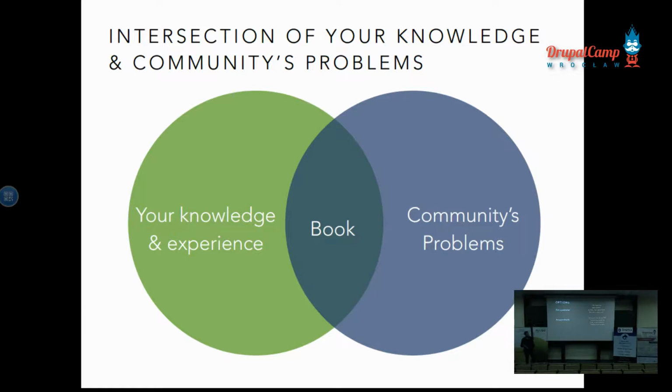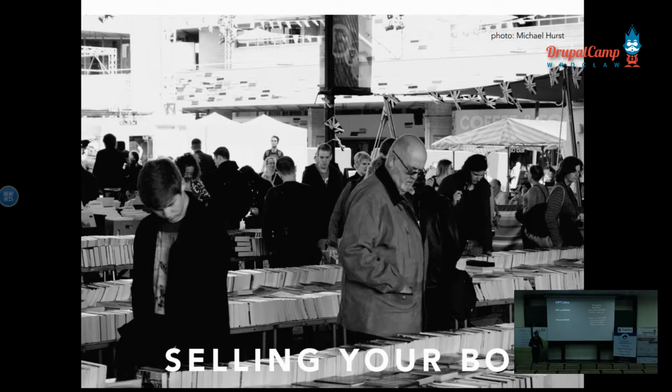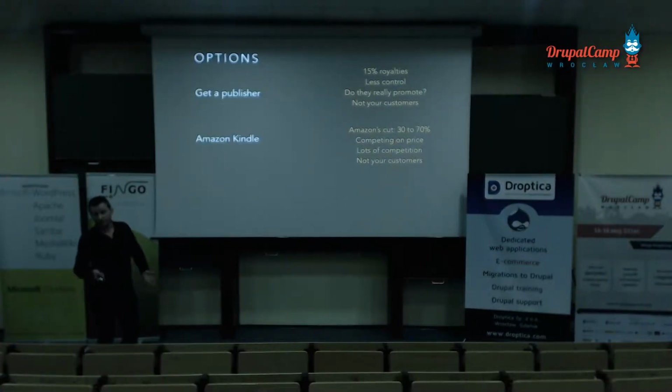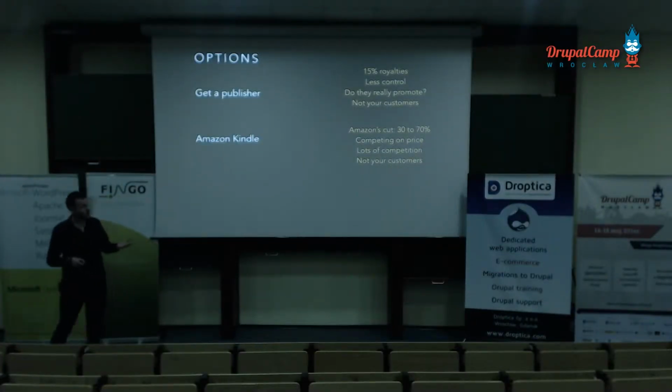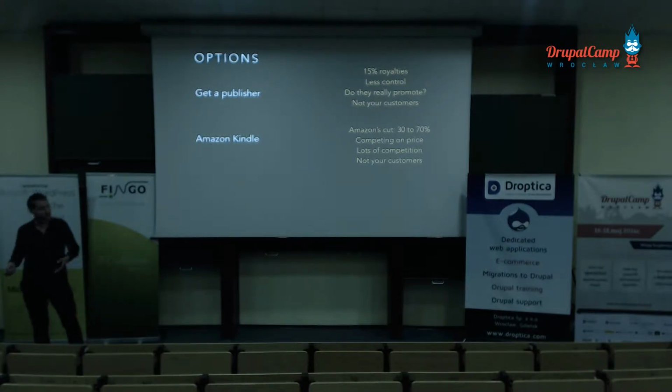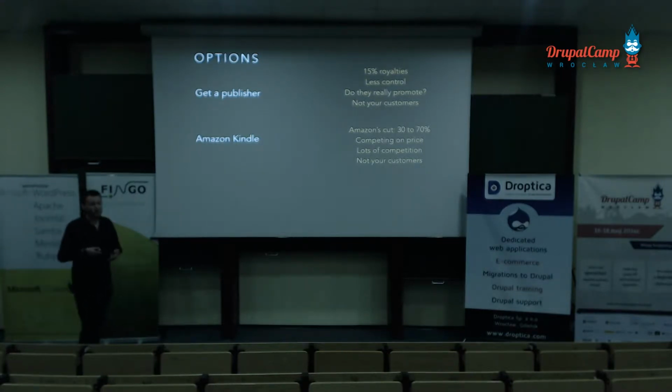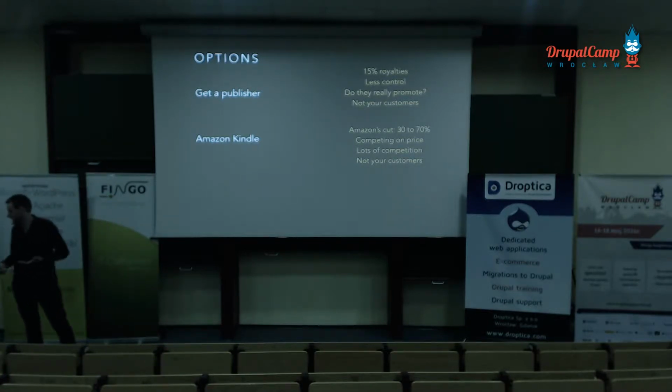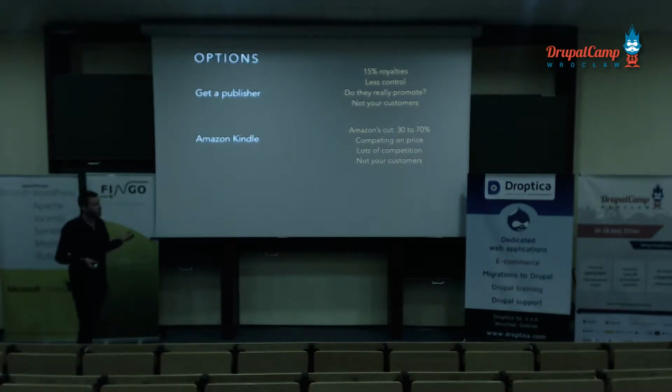There's a few problems with this as well. Amazon's cut of book sales is either 30 or 70%, depending on the price of the book. There's a lot of competition on the Amazon website, so you are effectively competing on price. And again, the customers that you get, they're not your customers, they are Amazon's customers.